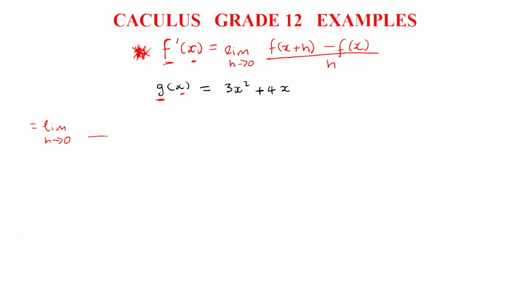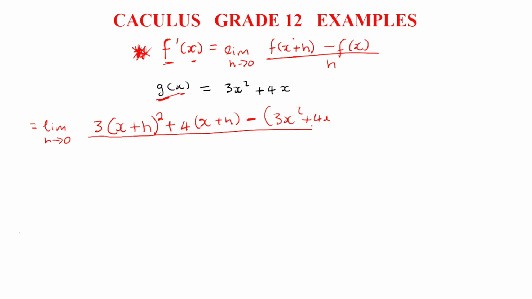Here we're going to make sure that we substitute everything. Where there's 3, it is 3. Where there's x, we are going to put x plus h, squared, and therefore you're going to have plus 4, where there's x we put x plus h, and then minus the whole of f of x, but we know that we're dealing with g of x for now, in brackets 3x squared plus 4x. Close bracket, all over h.